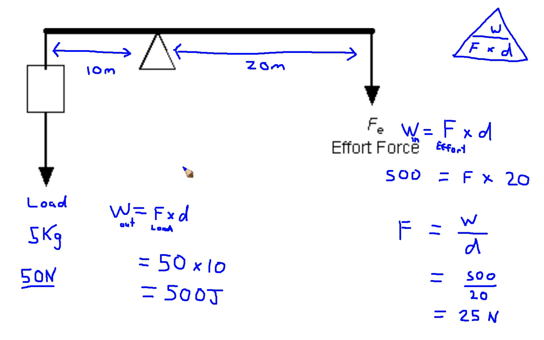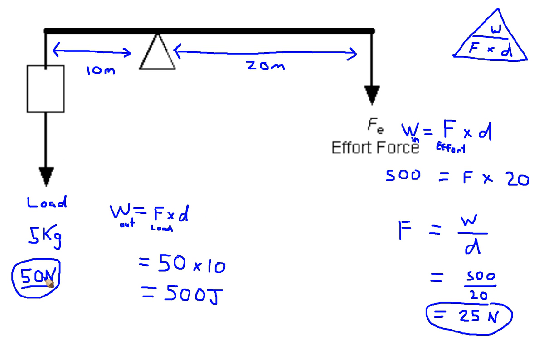So what we're saying here is because we've got twice the distance on this side, we're only going to need half of the force, 25 newtons. On this side, we've only got half the distance, so we're going to need double the force, 50 newtons. You can see that ratio: on this side, we've got a force of 25 newtons but a distance of 20 meters. The distance is twice as big, but the force is half as much. On this side, the distance is half as much, but the force is twice as big.